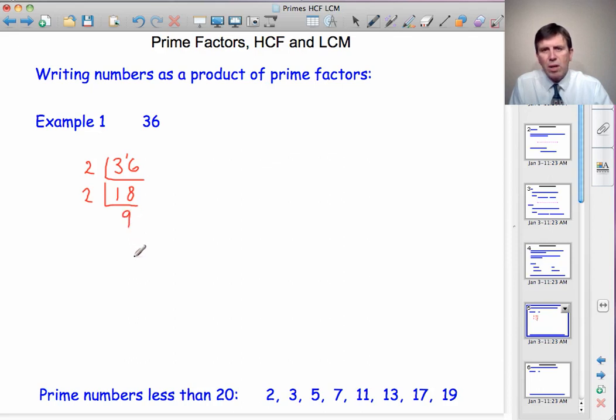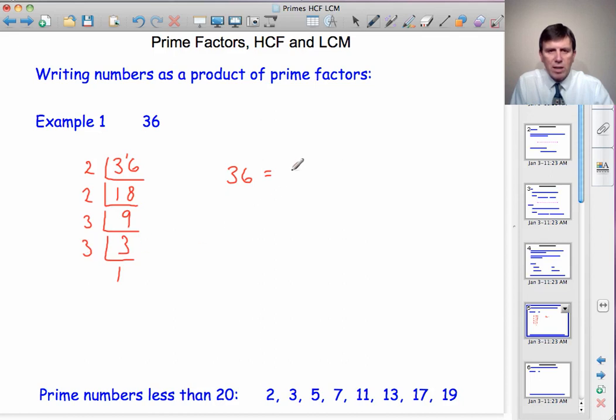Now I can't divide by 2 anymore. Can I divide by the next prime number, 3? Yes, I can. 3 goes into 9 exactly 3 times. Can I divide by 3 again? Yes, I can, because 3 goes into 3 once. And when I get to 1, I know that I'm finished. And I can write that 36 is equal to 2 times 2 times 3 times 3.